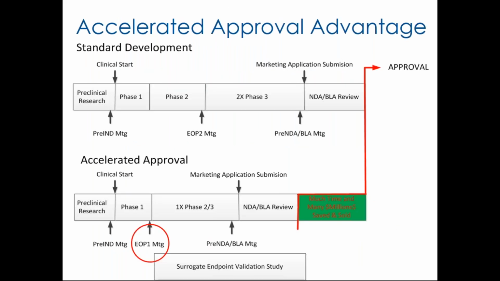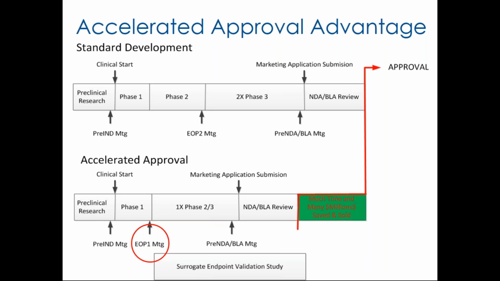You see the red circle, that's having an end of phase 1 meeting early on and only conducting 1 phase 2, phase 3. That enables you to get your NDA or BLA submitted early, and compared to the standard development in the track above, you save many dollars during development as well as get your product on the market.